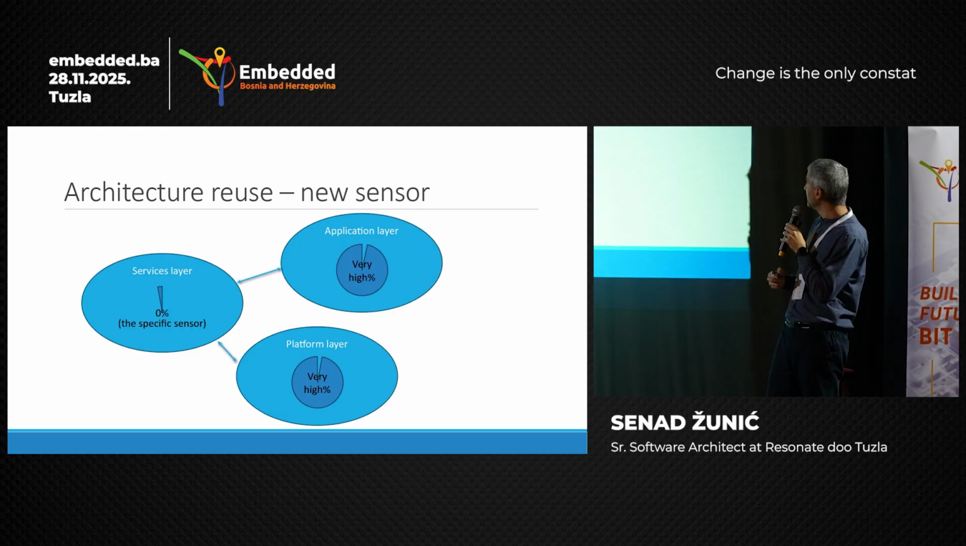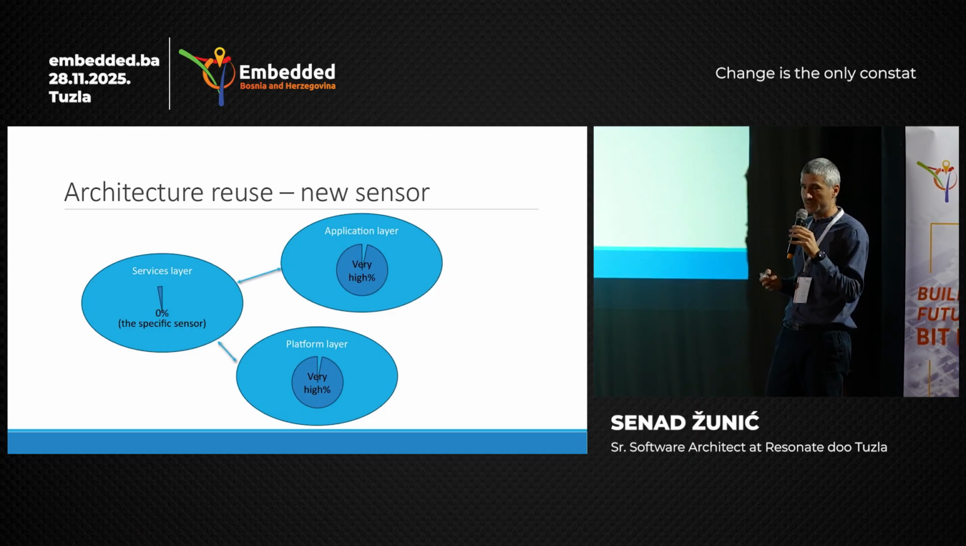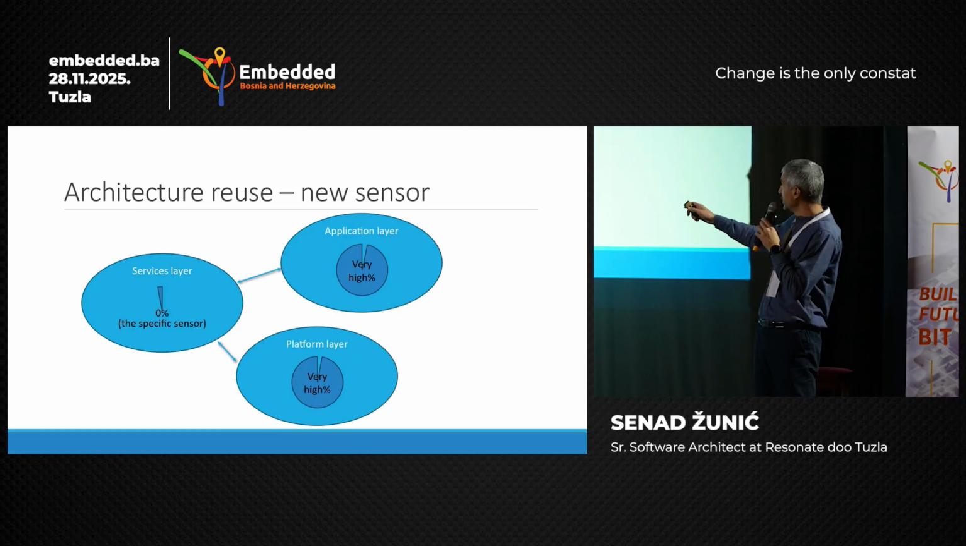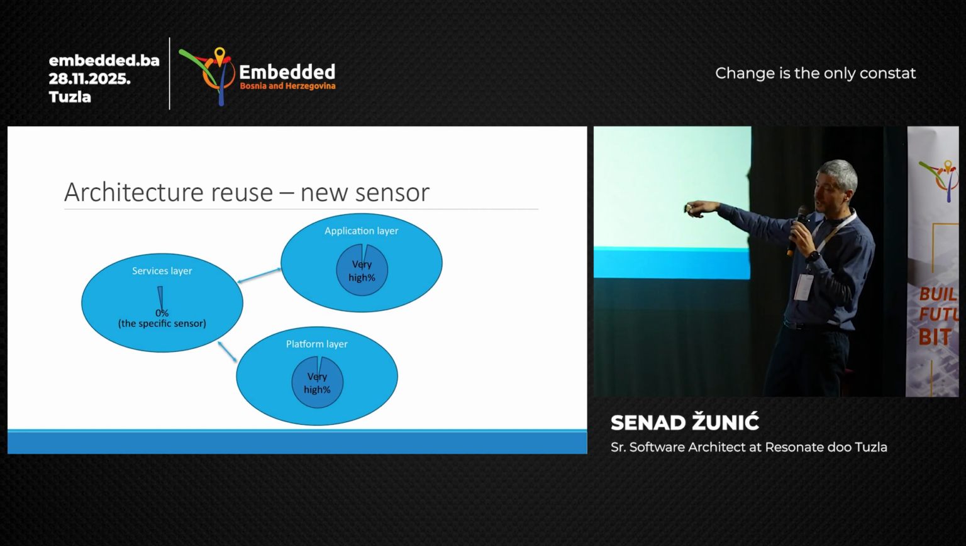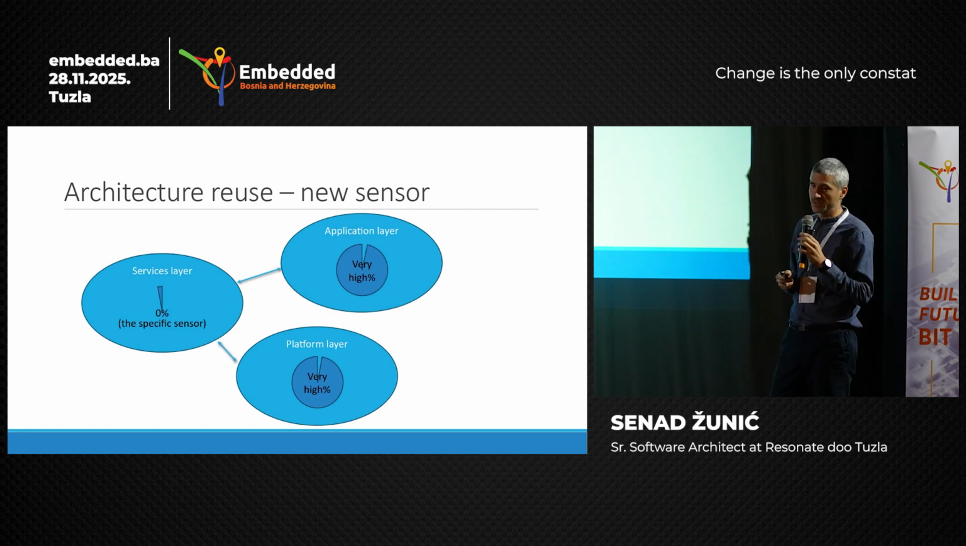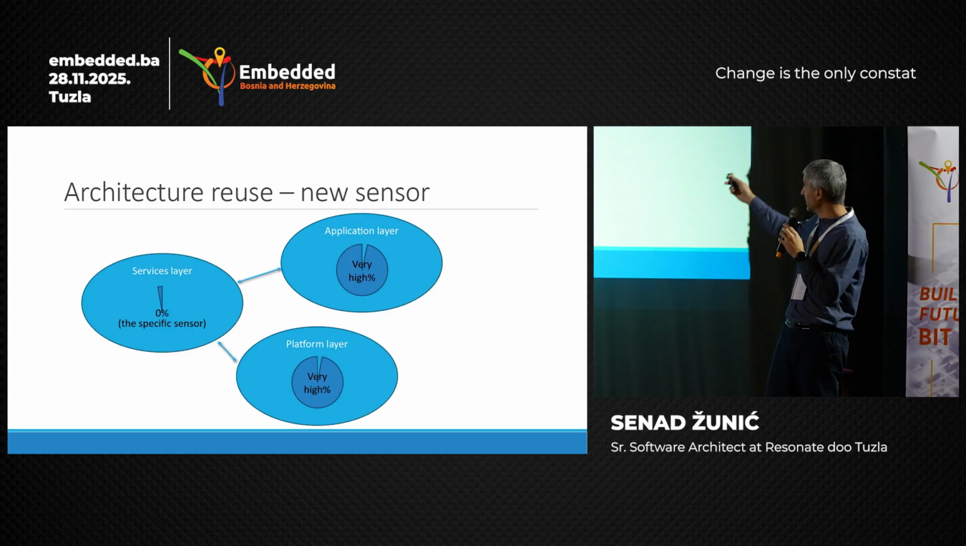Next example would be, you get a new sensor. COVID comes, you cannot order the XY 1, 2, 3 temperature sensor anymore, suddenly there's only the XY 1, 2, 4 sensor. So what changes? Platform layer stays the same, application layer stays the same. You just build a new service around that specific peripheral. That's it. You keep the APIs, you don't change anything. Well, you change, but as little as possible.